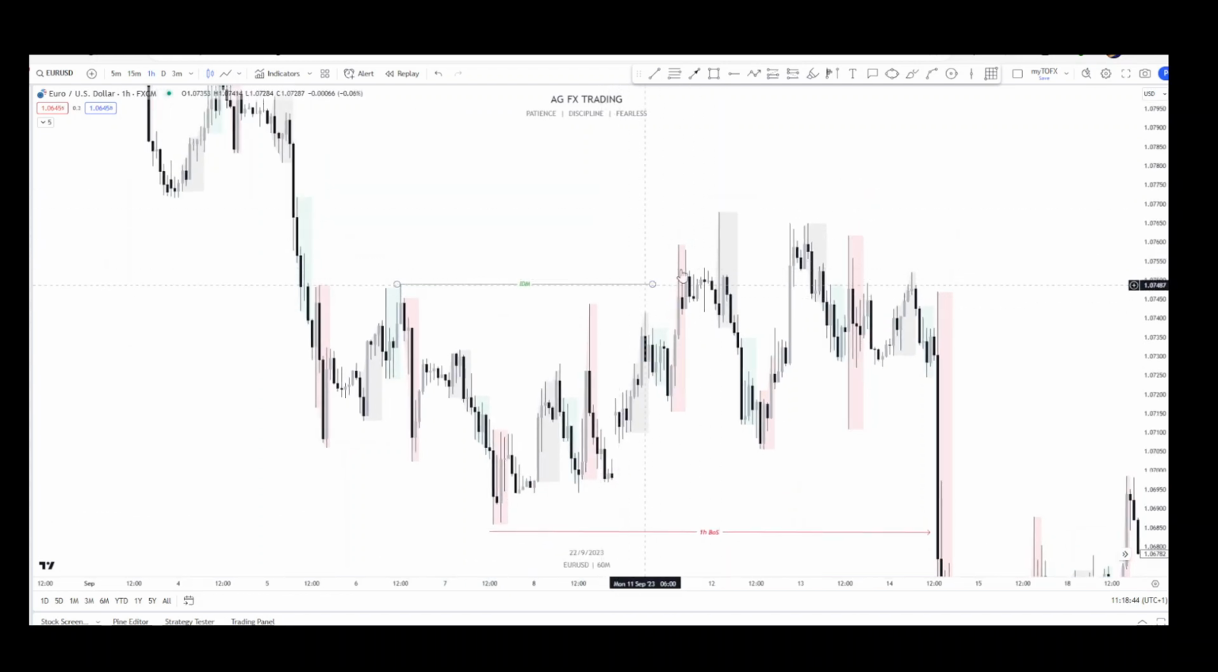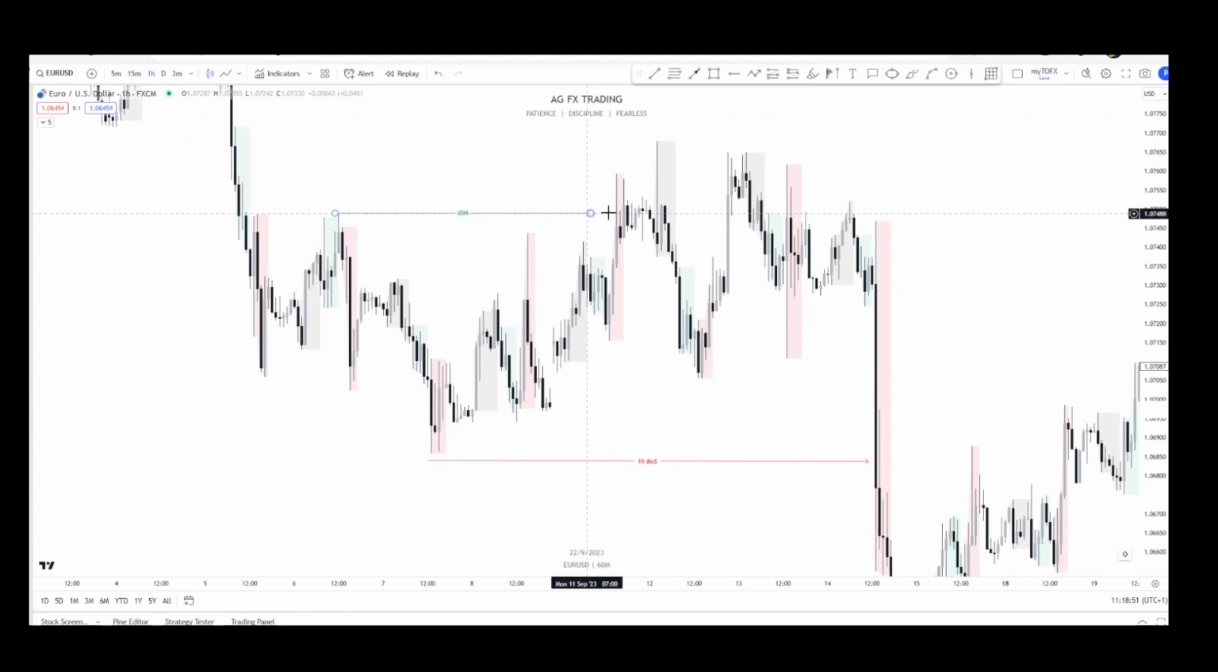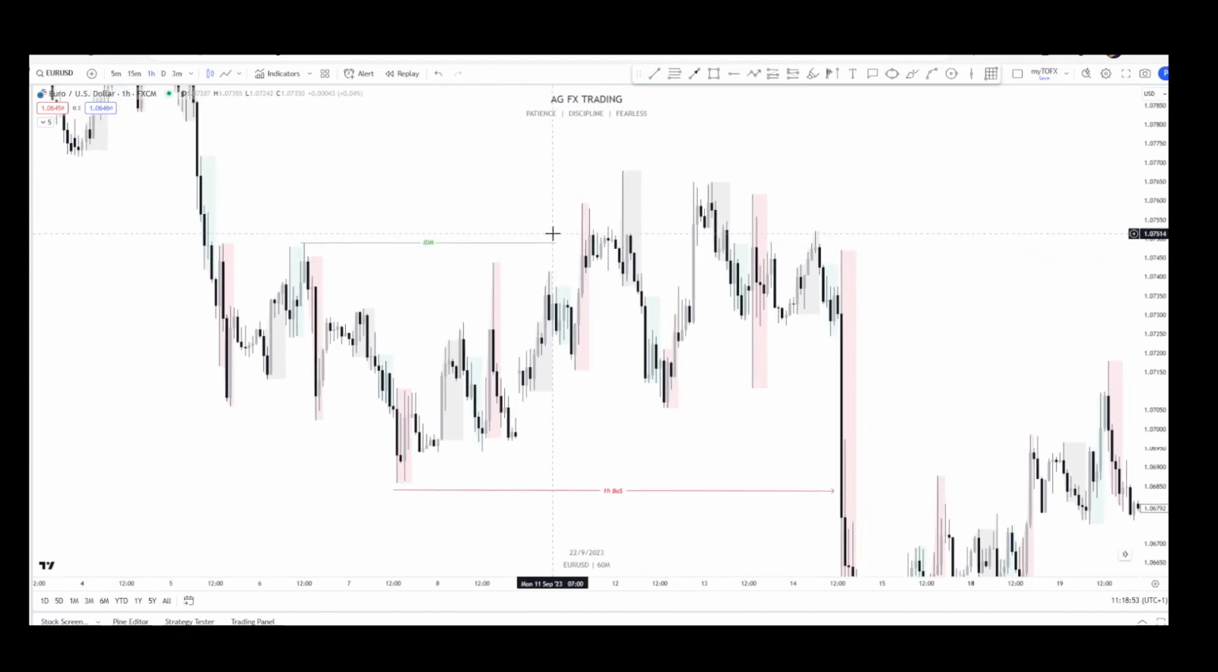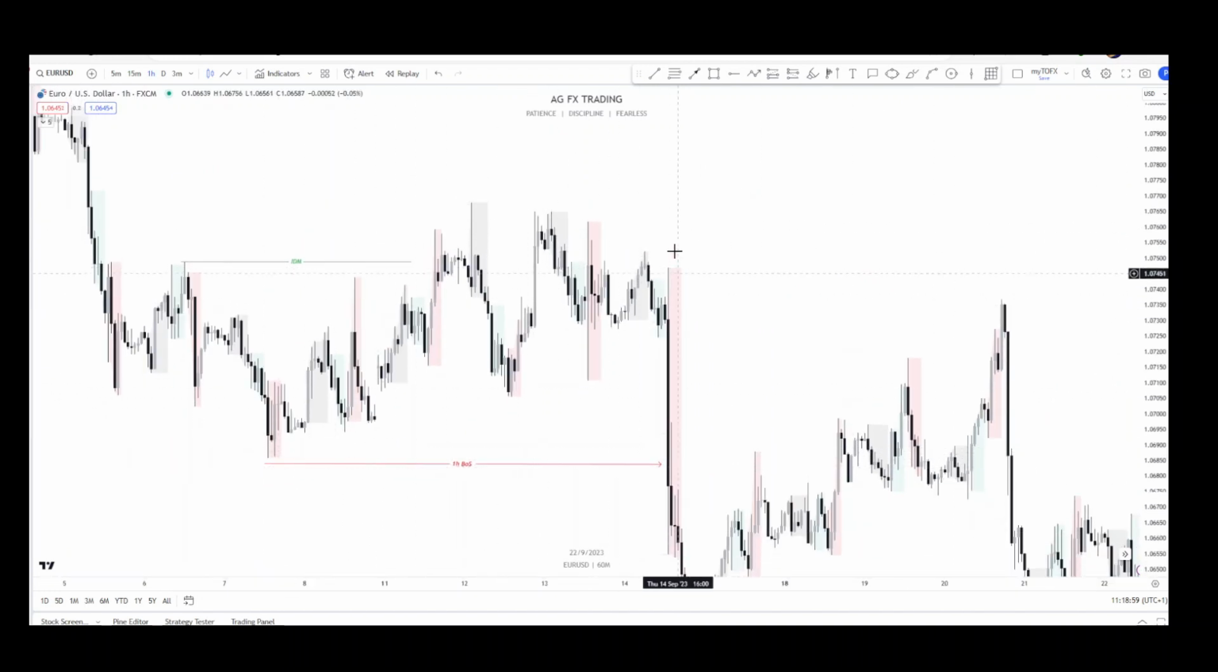So price took out the inducement, mitigated something here. As you can see, price did not close above this inducement. So at this point, we're all looking for setups to take out this low. Entry time frame is 5 minutes. Get some entry here to take this low.